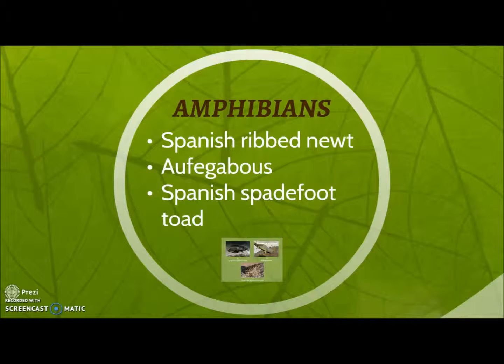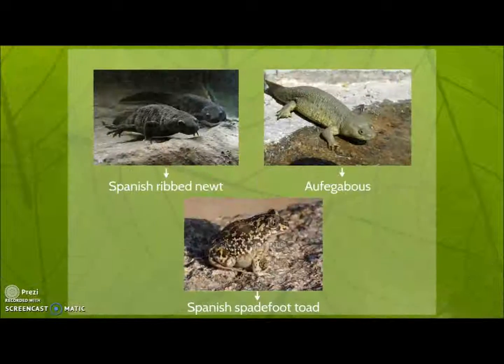There are 3 of the 7 most common species of amphibians in Valencia. Perhaps the newt, the Iberian water frog, or the Spanish spadefoot toad are some of the most important ones.